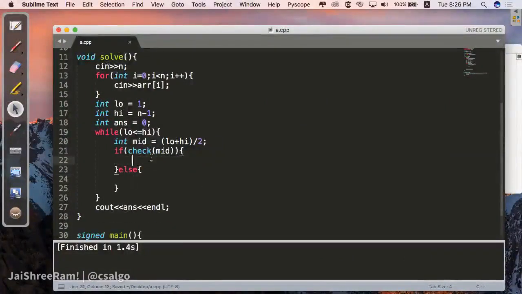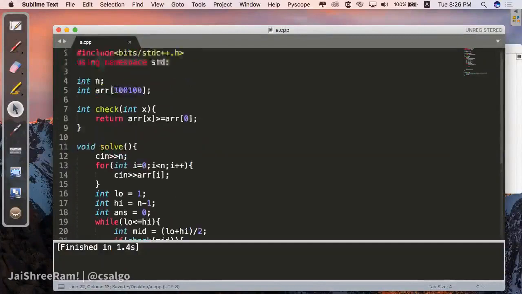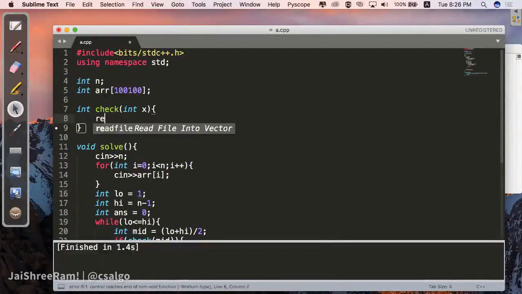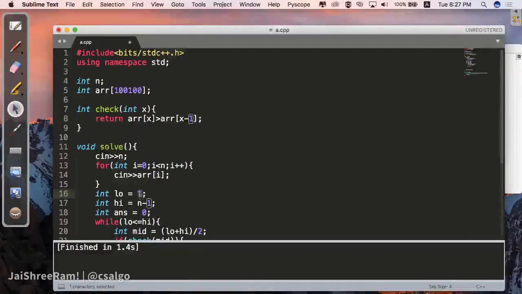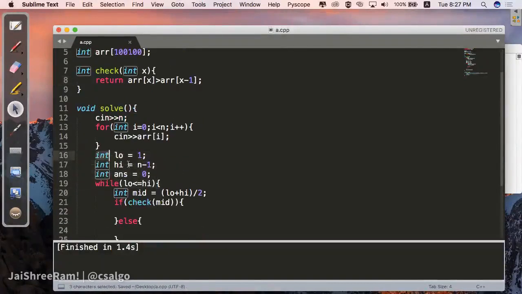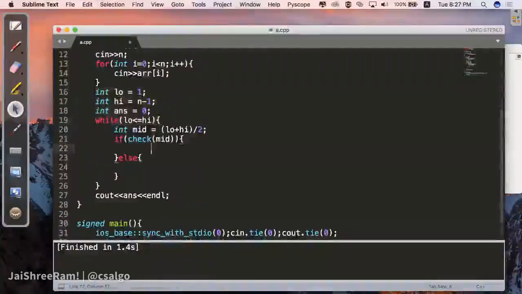Okay, so if we check a particular mid, we need to change this check function. So let's write the check function first. The only reason I made this particular change is to directly index, so that this does not give me a segment fault. Or else if I write 0, this will become -1, so I would have to handle that case separately, right? So it's just a quick change to make the code short. That's it.